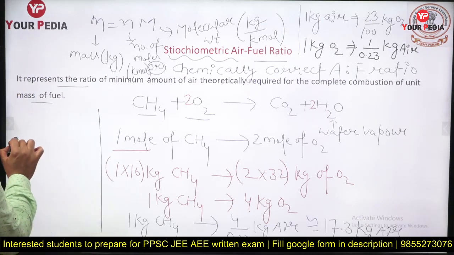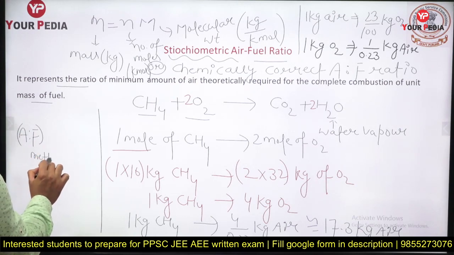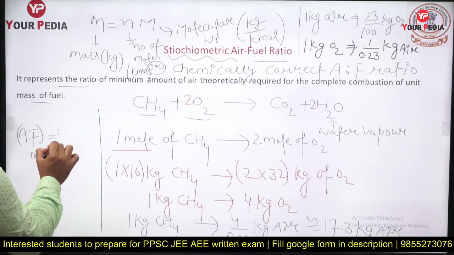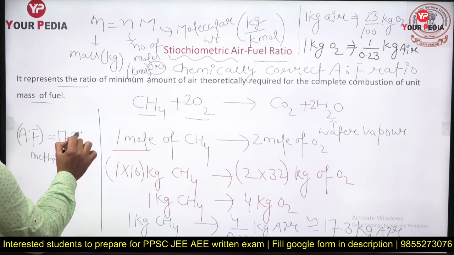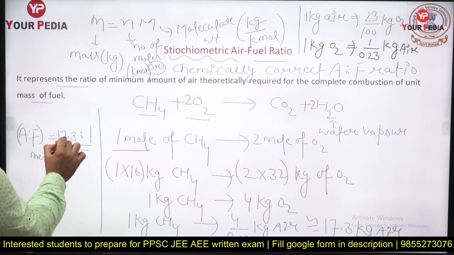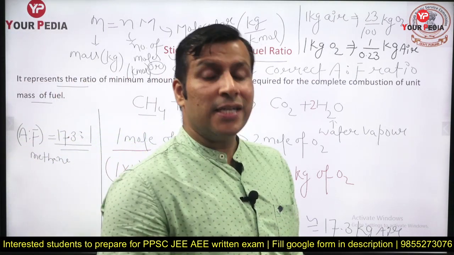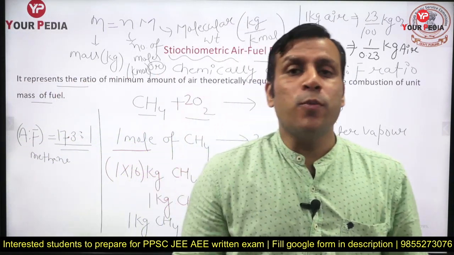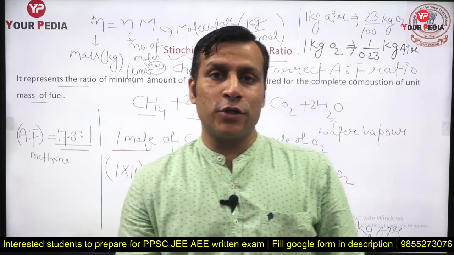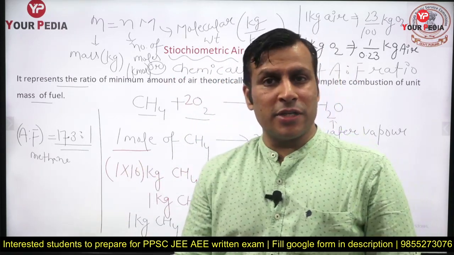the stoichiometric air fuel ratio for methane will be 17.3:1. Are you getting it, guys? This 17.3:1 represents the stoichiometric air fuel ratio. Suppose you are providing an air fuel ratio of 20:1. It means the mixture is rich or lean?